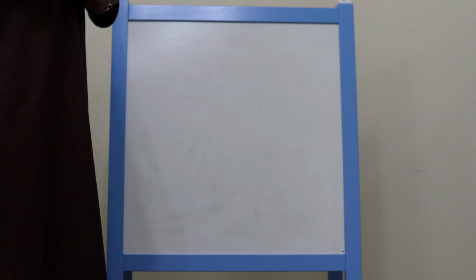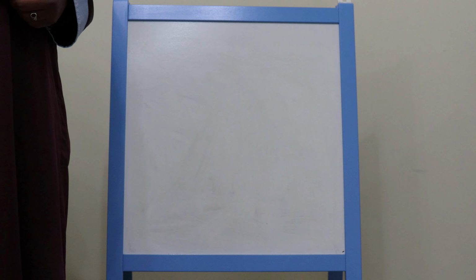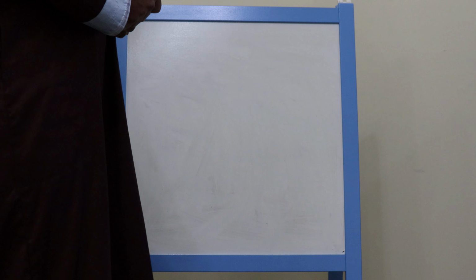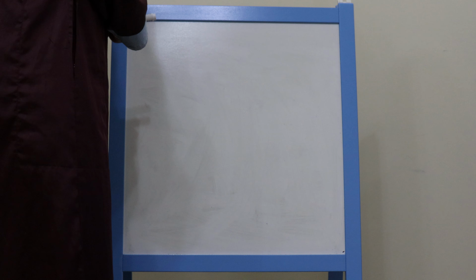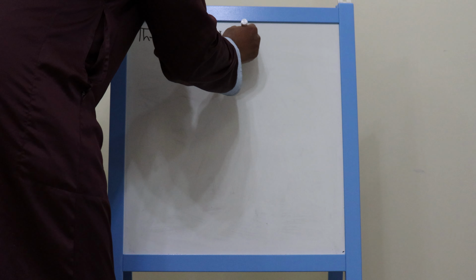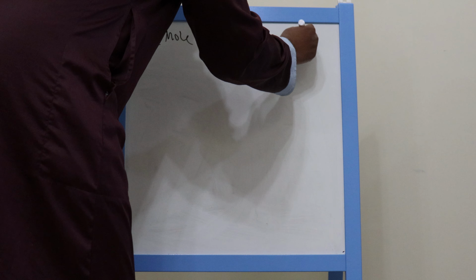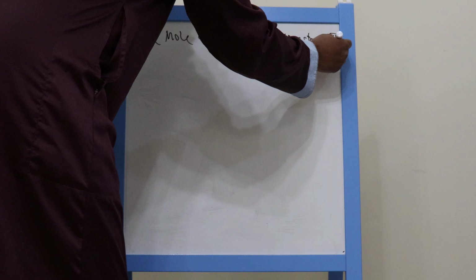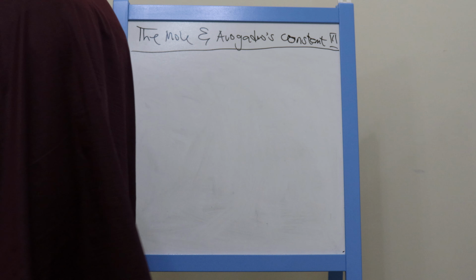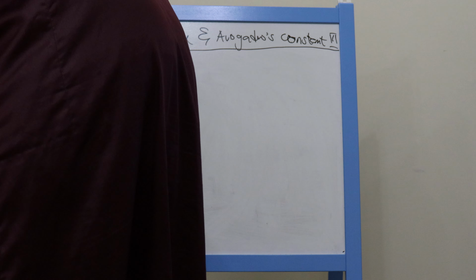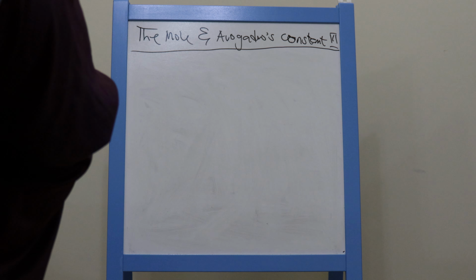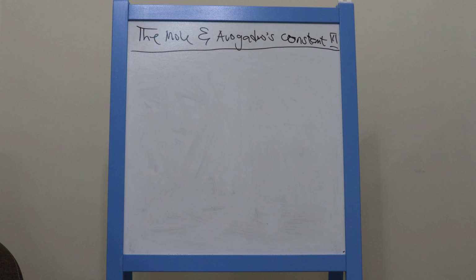After a few days of break, we are back once again, and God willing, today we are going to look at one last example from the Mole and Avogadro's constant before we proceed to the next topic in our next video, which is the molar mass. So we're still on the Mole and Avogadro's constant. That's the third video on it, so we are going to take one example from that topic.